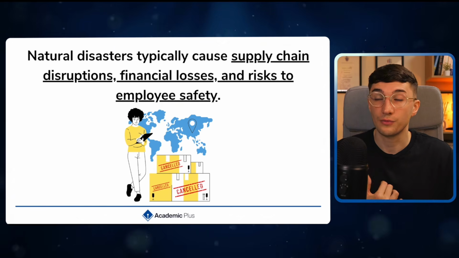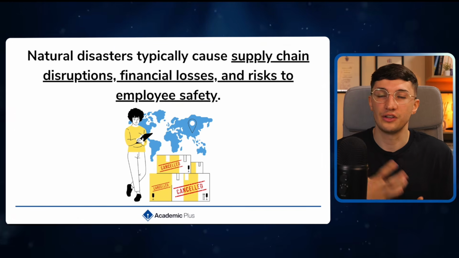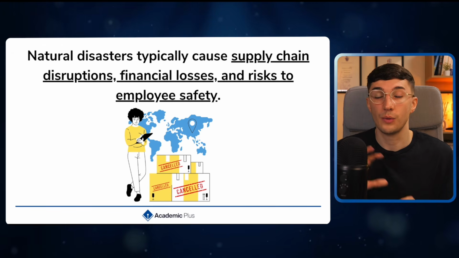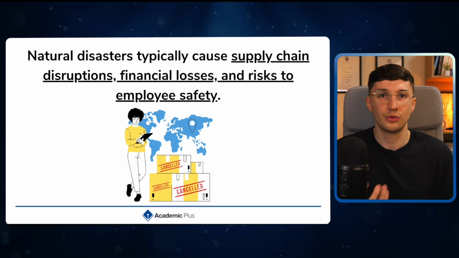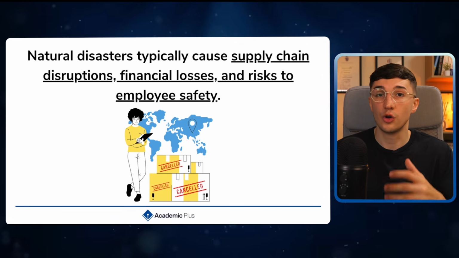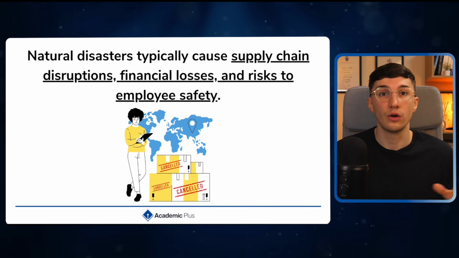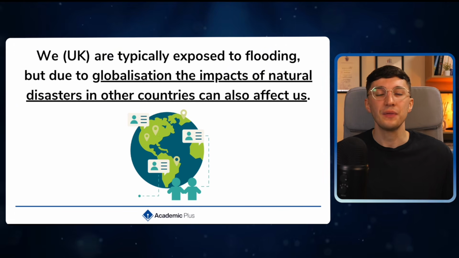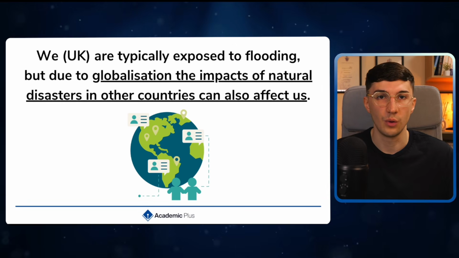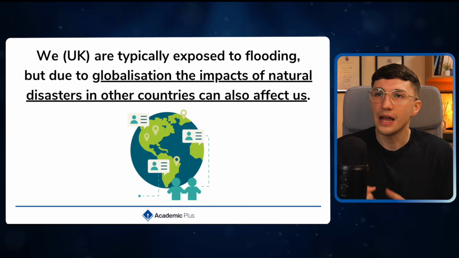Of course, it may cause financial losses because it may damage infrastructure and business buildings, and finally, it could provide risk to employee safety. So if a natural disaster was to occur when employees are in the workplace, once again, it could cause damage to the buildings whilst the employees are in there. Now, in the UK, we don't see as many natural disasters as other countries around the world. The one that we typically do is flooding.